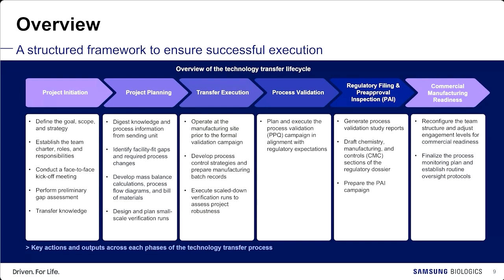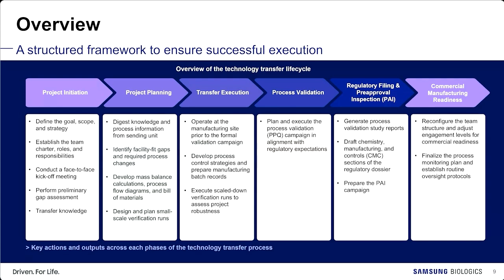Technology transfer activities start with project initiation for goal setting and establishing a technology transfer team. The next step is project planning. Based on the shared knowledge, plans for manufacturing scale, engineering run, and small-scale verification runs are established. Execution of engineering batch production at manufacturing scale is the next stage.